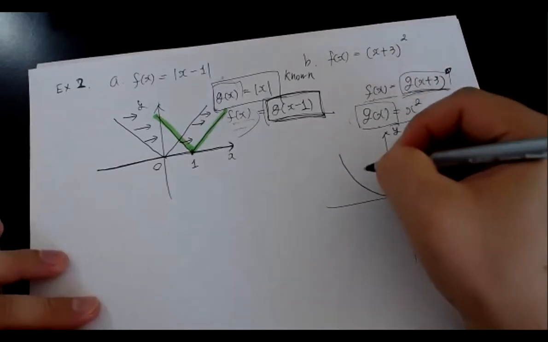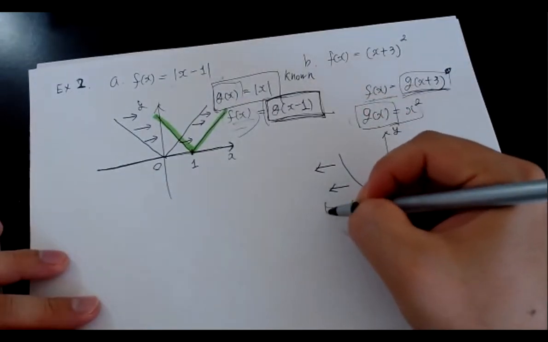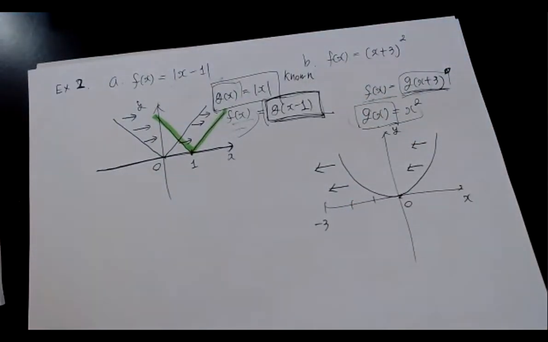3 units. So here's 0, right? 1, 2, 3, negative 3. The graph is like this.